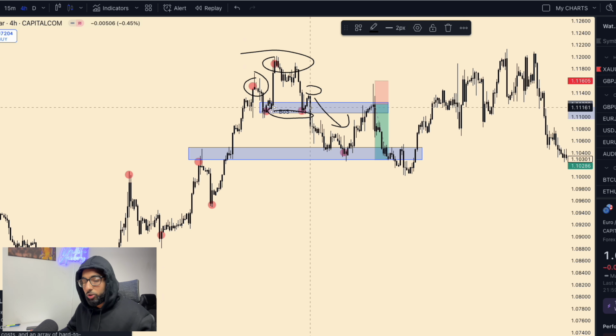Don't just do it with one pair. Go and have a look at all the pairs that you have: Euro USD, GBP USD, Euro JPY, USD JPY. Do it to all the pairs. Find the pair that you like. You can't just trade a pair because I trade a pair. You need to trade a pair that you like, okay?